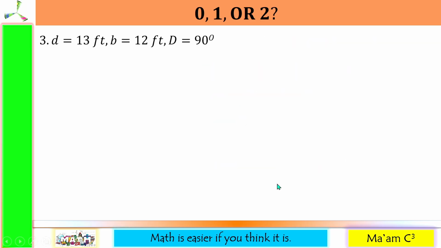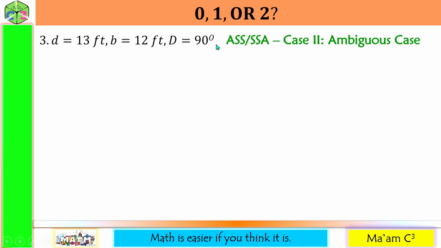Another one, we have here d is equal to 13 feet, b is equal to 12 feet, and angle D is 90 degrees. So we have side, side, angle. SSA or ASS, again, ambiguous case. Now, let us take a look at the angle. It is 90 degrees, so it is a right angle. So, no need to solve for the height. We just have to compare the sides.